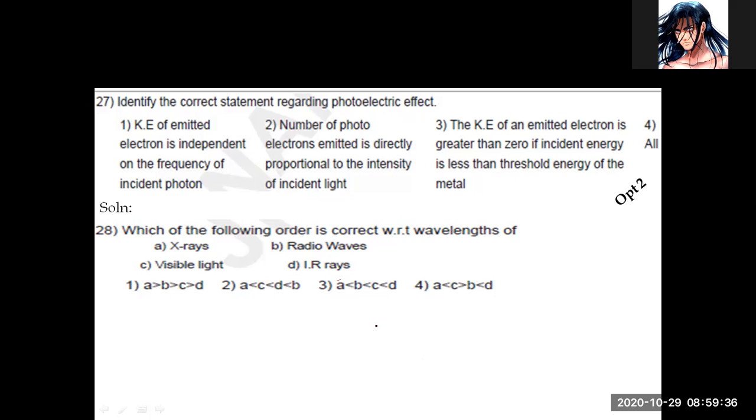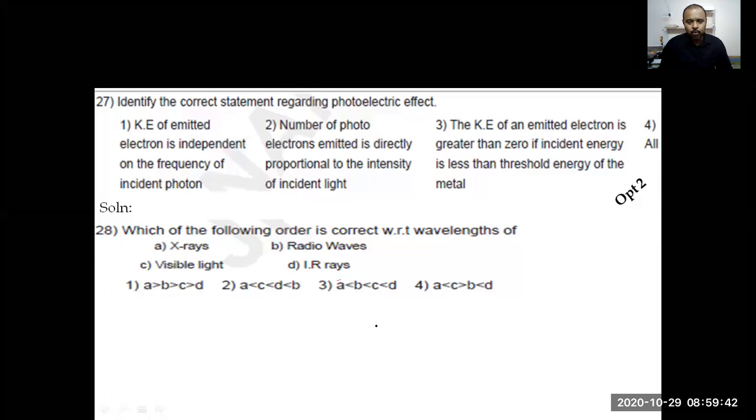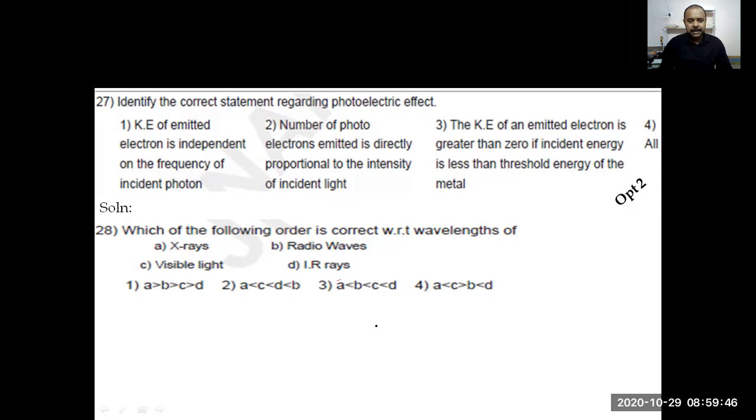Okay, sir. 28. Which of the following orders is correct with respect to wavelengths of X-rays, radio waves, visible light, and IR radiation? Sir, option 4. Yes, sir, option 4 then. A less than C greater than B less than D. That's the answer.